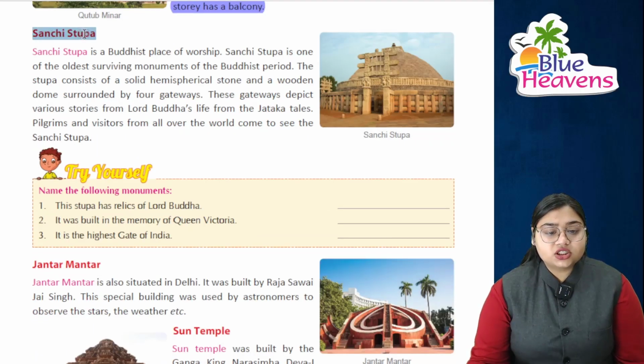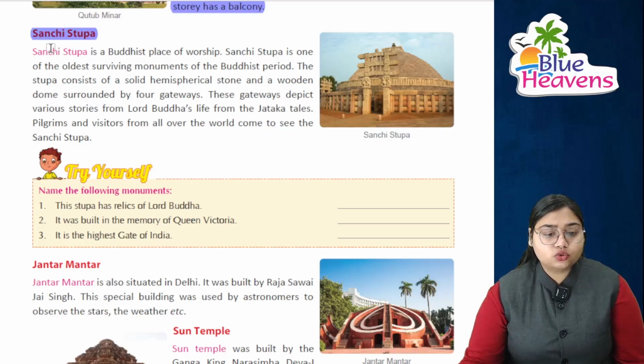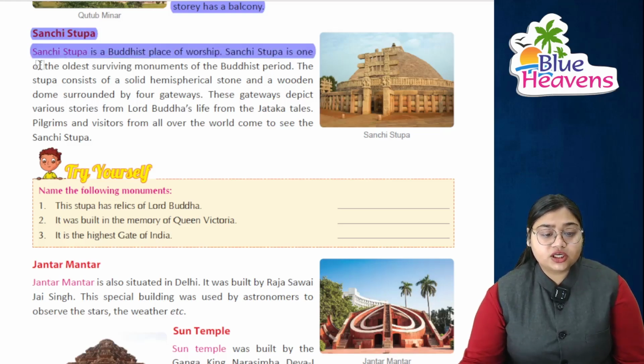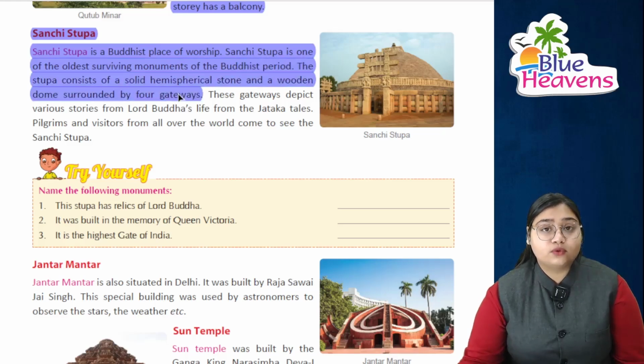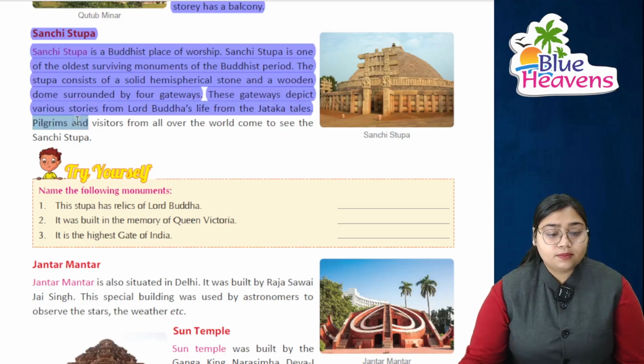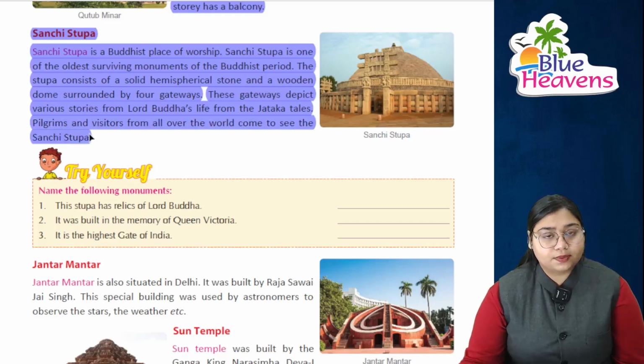Now, Sanchi Stupa. ये क्या है? सांची स्तूपा एक बुद्धिस्ट पैलेस है of worship. And Sanchi Stupa is one of the oldest surviving monuments in the Buddhist period. The stupa consists of solid hemispherical stone and a wooden dome surrounded by 4 gateways. इस डोम के पास 4 gateways हैं. These gateways जो है ये depict करते हैं various stories from Lord Buddha's life from the Jataka tales. Pilgrims and visitors from all over the world came to see Sanchi Stupa.